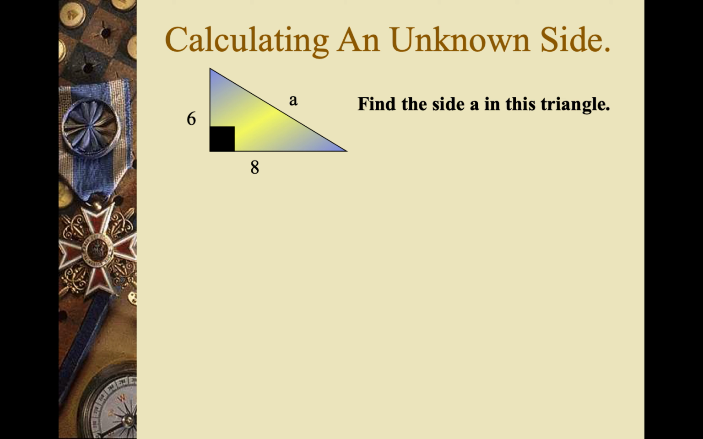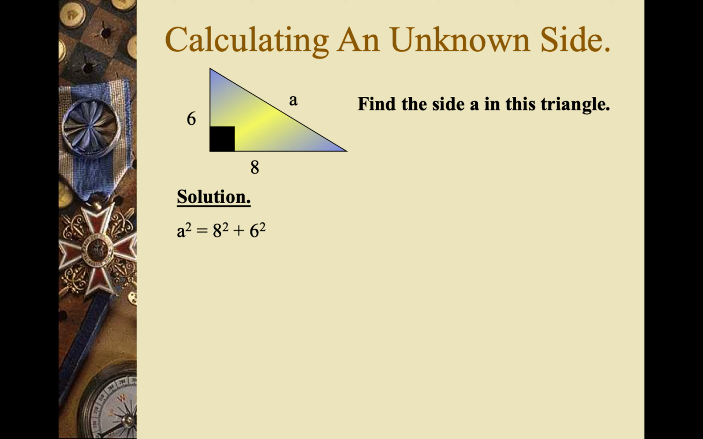We know the two small sides are 6 and 8 units. It could be centimetres or metres, but I haven't put that in. And we want to calculate the length of the hypotenuse, which I've called A. So according to Pythagoras' theorem, A squared, the square of the hypotenuse, is equal to the sum of the squares of the other two sides. Sum is just a mathematical name for adding. Hope that you remember that.